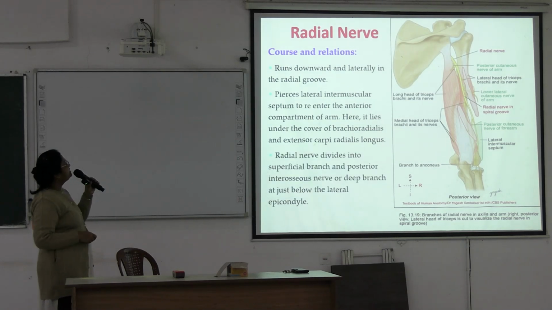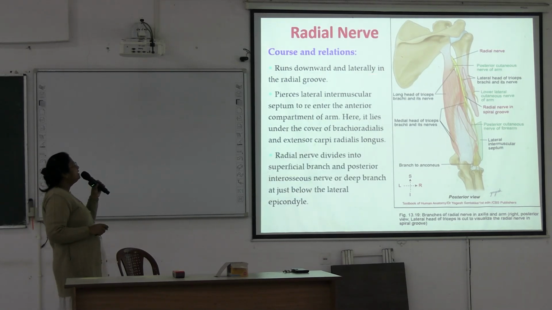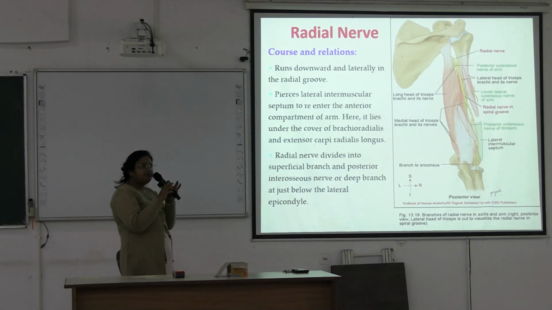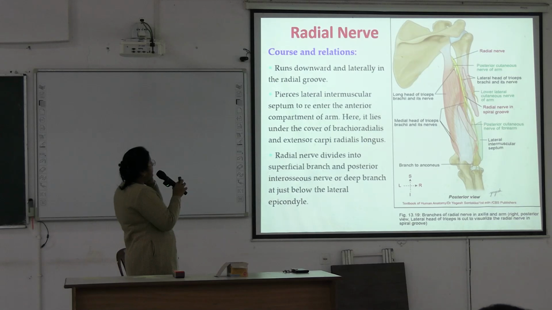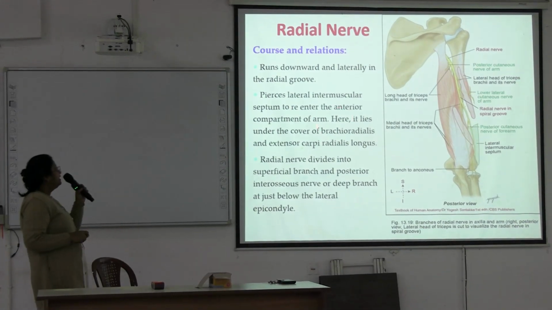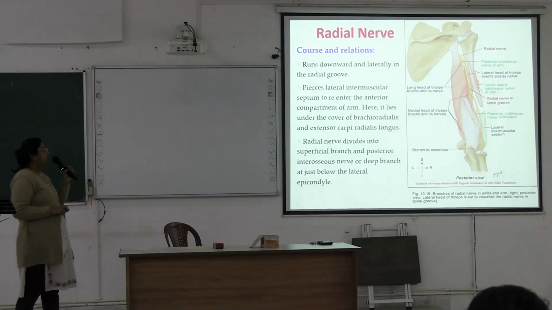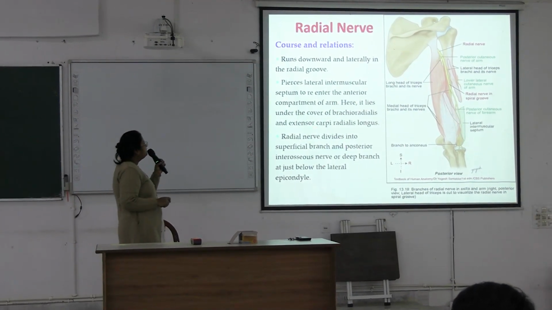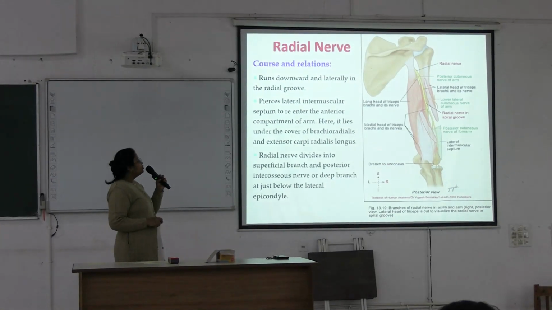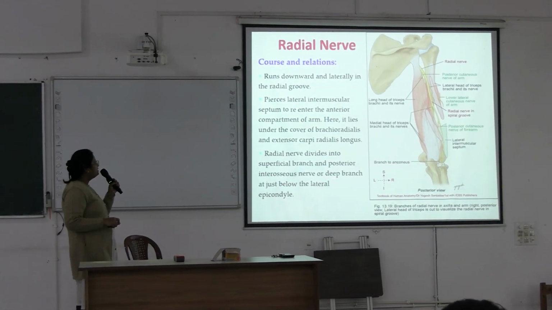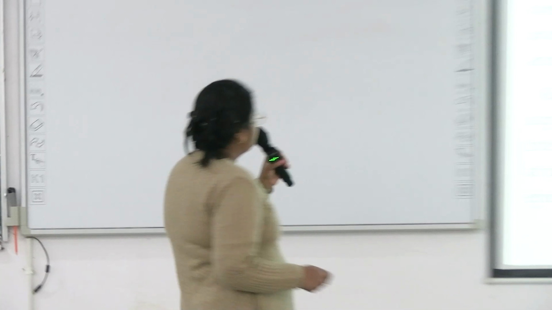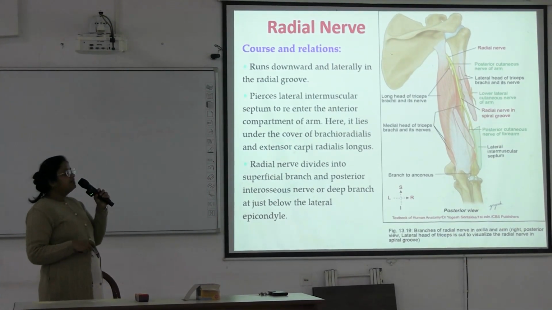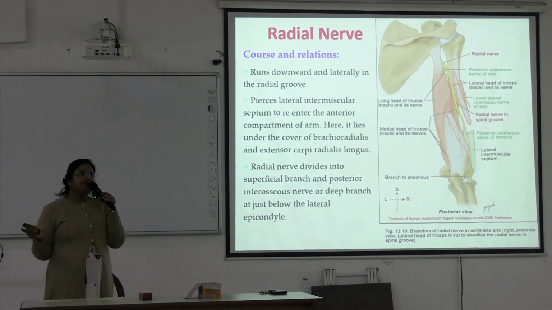This is the course and relation. The radial nerve runs downward and laterally in the radial groove, pierces the lateral intermuscular septum to re-enter the anterior compartment of the arm. And here it lies under the cover of brachioradialis and extensor carpi radialis longus. The radial nerve divides into two branches, the superficial branch and the posterior interosseous nerve or deep branch. Okay, so superficial branch and deep branch, just below the lateral epicondyle, it is dividing into these two branches.